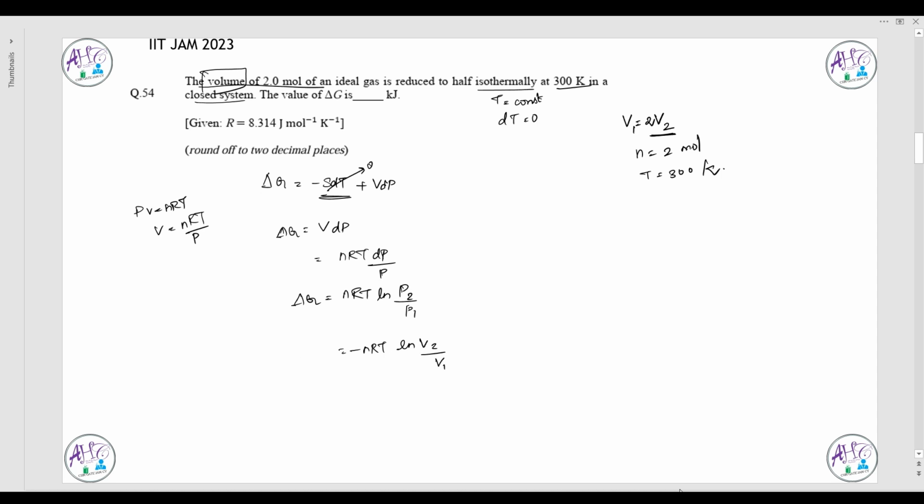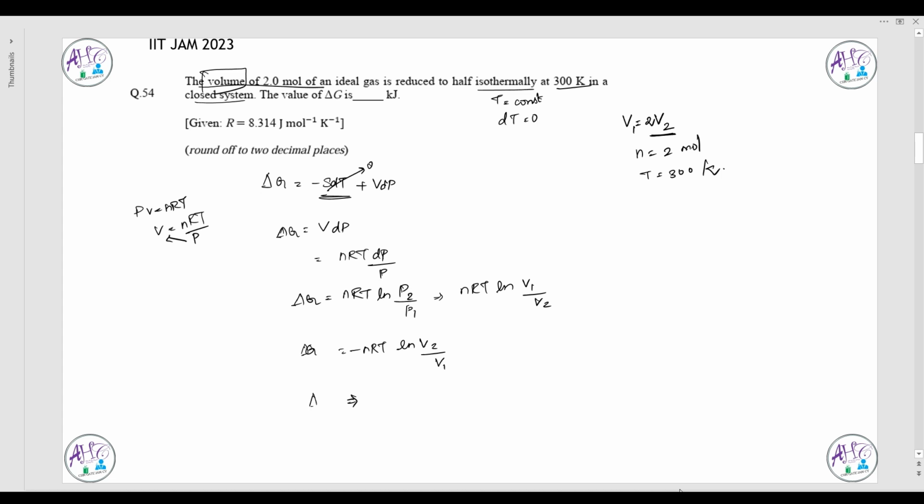Okay, so basically your pressure and volume are inversely related. So if you substitute, this is going to be nRT ln V1 by V2. So we are just interchanging V1 and V2, so we are introducing a negative sign. So this is important. Now you can simply substitute the values.